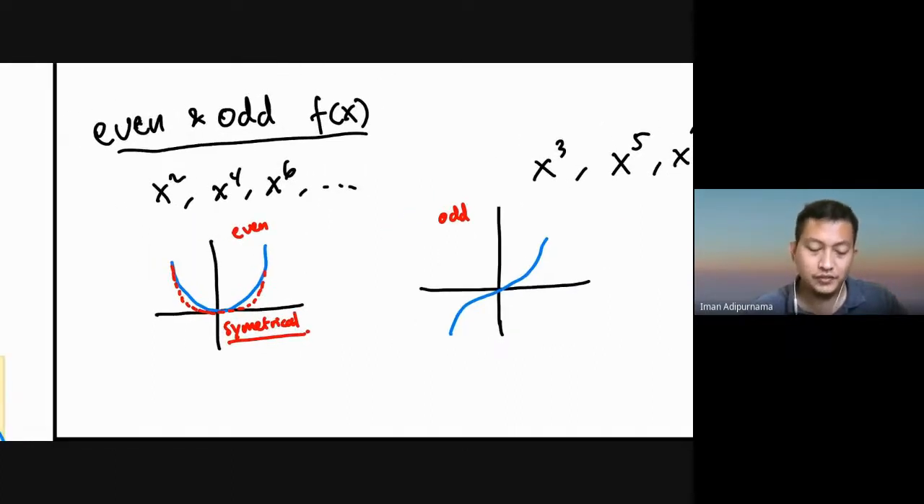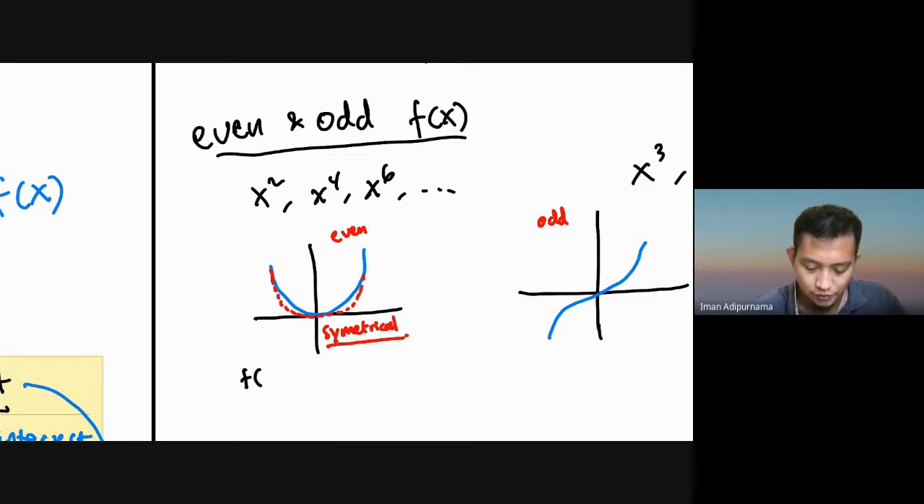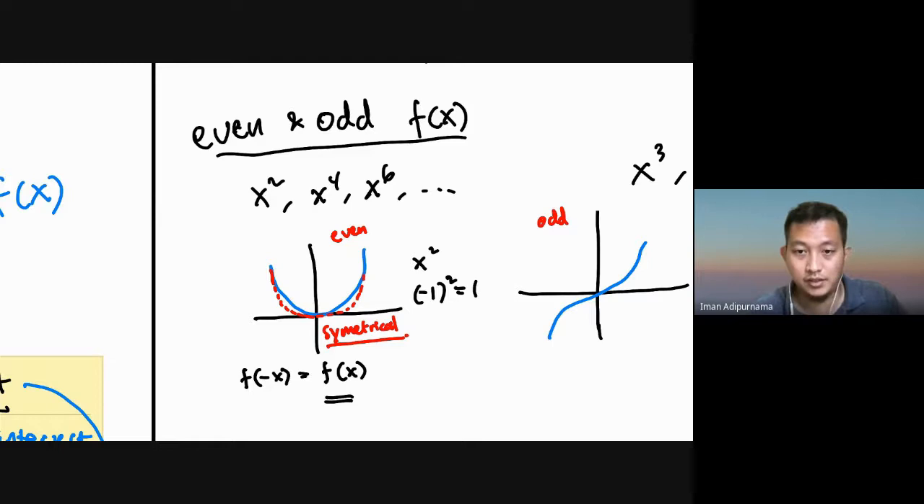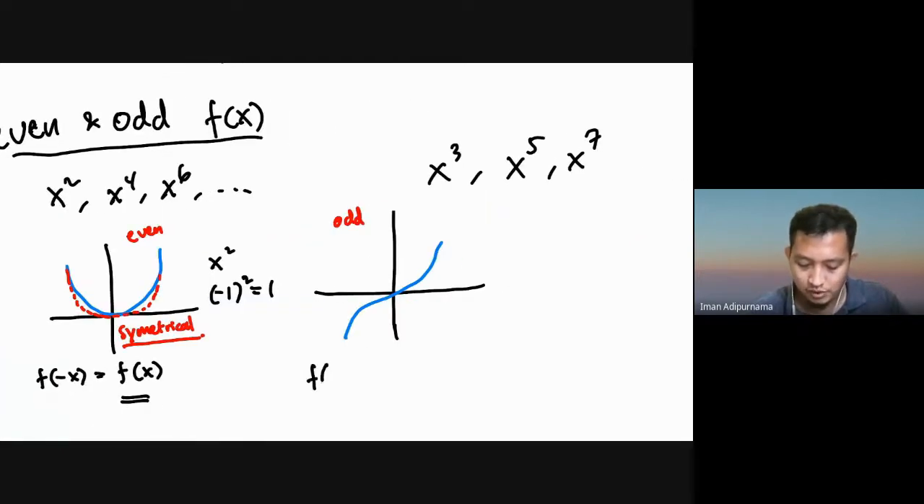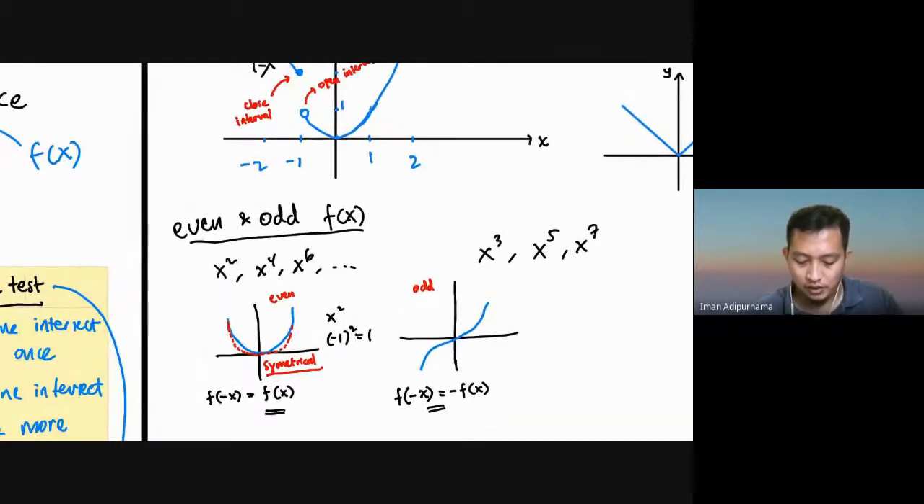But the definition of even and odd is, if you put negative x and it goes back to being positive, like for example x squared, because every time you put something negative, maybe negative 1, it's positive, right? So it's going back to the original function. That's why you have the symmetry. For the odd, when you plug in the negative, it will be in the negative part of the function. That's why you have the negative value. Okay, even and odd.